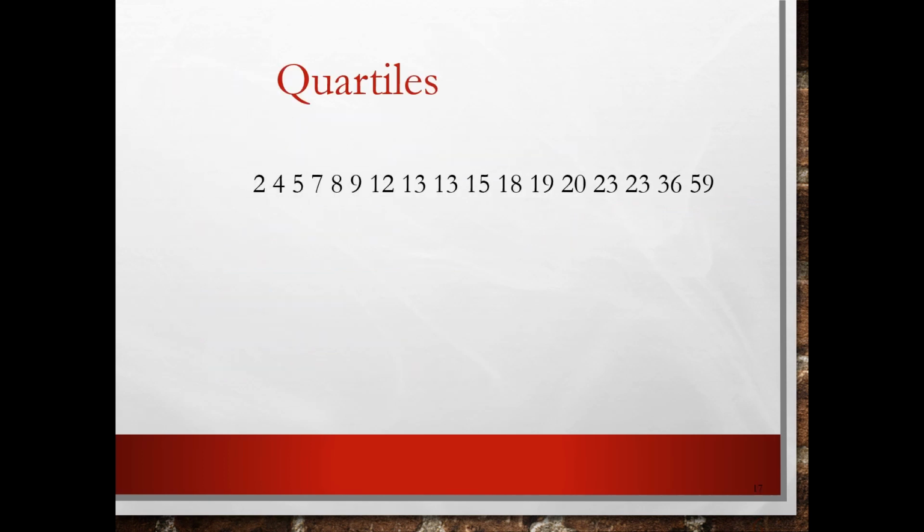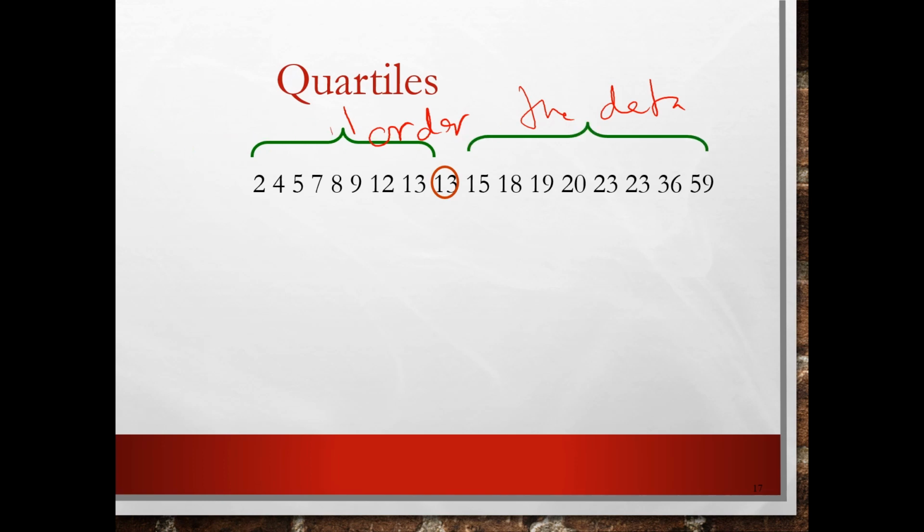Suppose this is the data set you want and that is ordered as well. So make sure for quartiles you have to order the data, right? So you have to order the data. So that is the middle of the data, and the first quartile is the middle point of the lower half, and the third quartile will be the middle point of the upper part of the data.